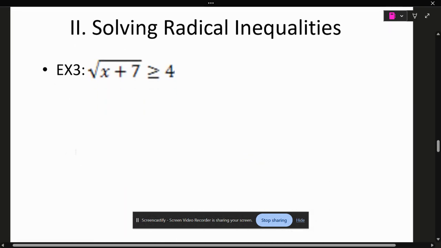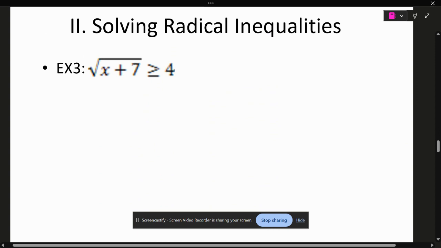So let's take a look at this first problem here. This is a little more basic for what you're going to see. So the square root of x plus 7 is greater than or equal to 4. First thing that you're going to want to note is what the domain would be inside of the radical. You can't have a negative inside of a radical, but you can have 0. So you want to try and get as close to that as possible.